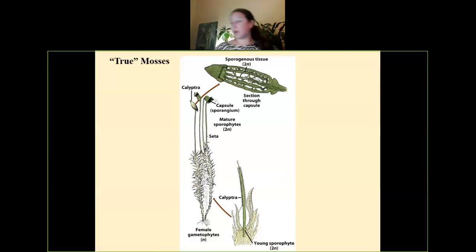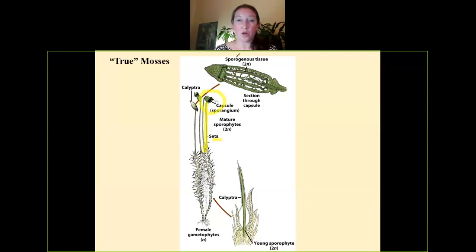Then this young sporophyte plant's going to keep growing until it has the structures that we have already come into contact with. So there'll be a foot down here at the base where it attaches to the gametophyte plant. There'll be a long seta, which is a stalk. And at the very top, there will be this capsule or sporangium. That's where the spores are going to be made.